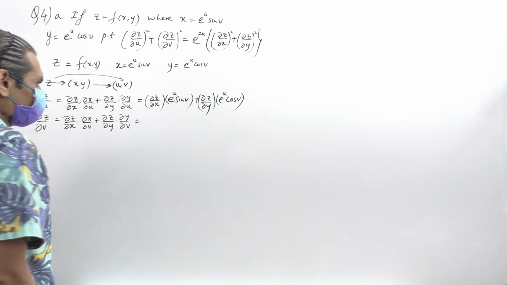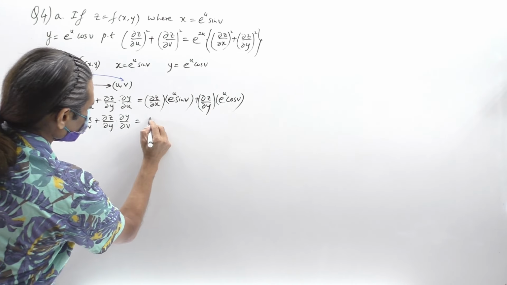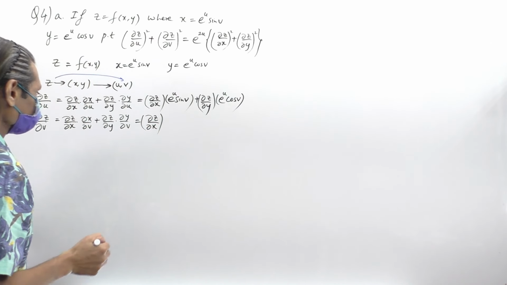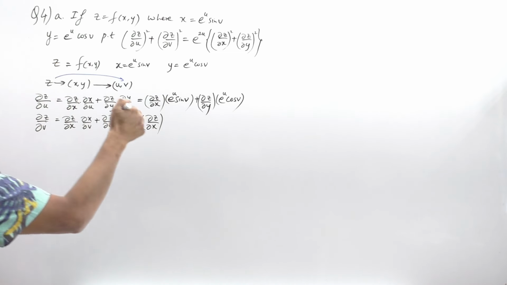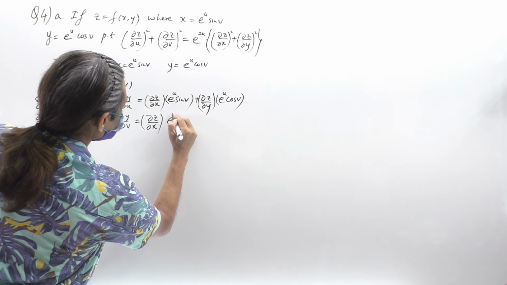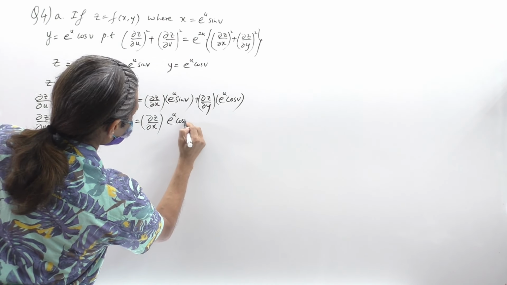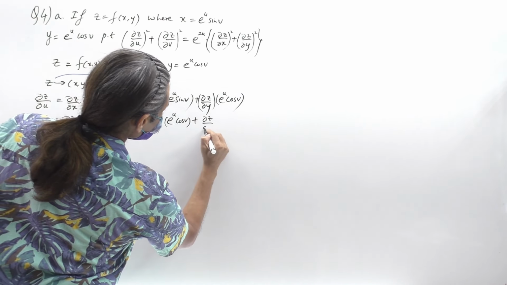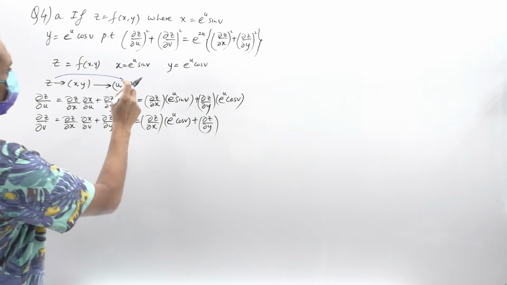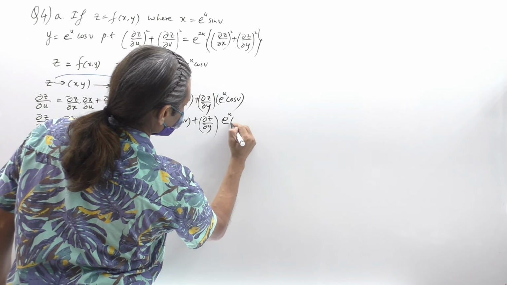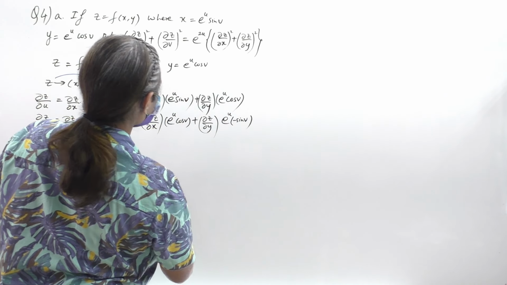That's it. Now similarly, ∂z/∂x as it is, into ∂x/∂v. Here see, we are differentiating with respect to v. So e raised to u as it is, the derivative of sin v is cos v. Fine. Plus again ∂z/∂y as it is. Then ∂y/∂v will be again e raised to u as it is, and the derivative of cos v is minus sin v.